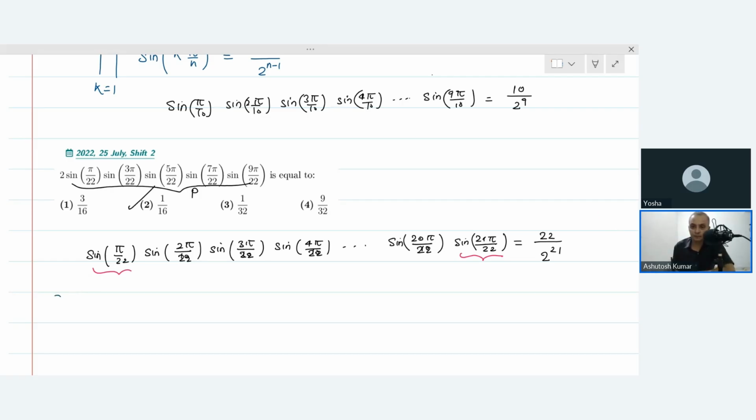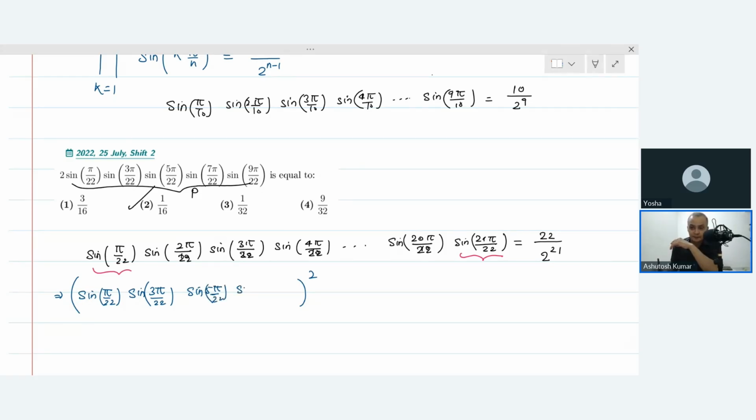So what I'm going to do, I'm writing here sine pi by 22 and sine 21 pi by 22. Both are the same, so I'm writing it as a square. Now sine 3 pi by 22 and sine 19 pi by 22 are also the same, so for both of them I'm writing sine 3 pi by 22 once. Then sine 5 pi by 22 will match 17 pi by 22.